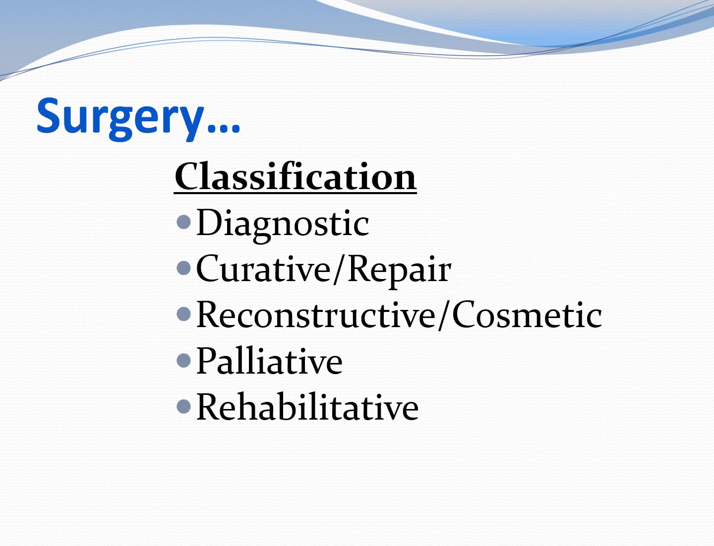There are 5 classifications of surgery. Diagnostic is where the diagnosis is confirmed and established. Examples of how this is done are through a biopsy, exploratory laparotomy, or laparoscopy. Curative repair examples are excision, removal of tumor mass or inflamed appendix, and multiple wound repair. Reconstructive or cosmetic surgery examples are mammoplasty or a facelift. Palliative is performed to relieve pain or symptoms of a disease process. And rehabilitative surgery, an example would be a total joint replacement.